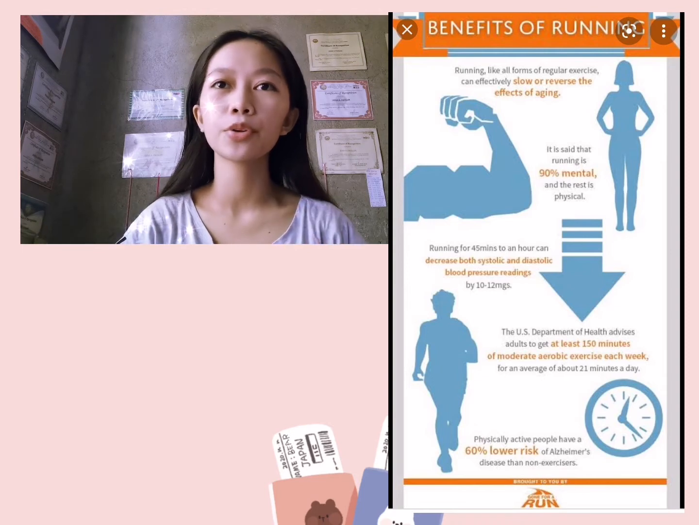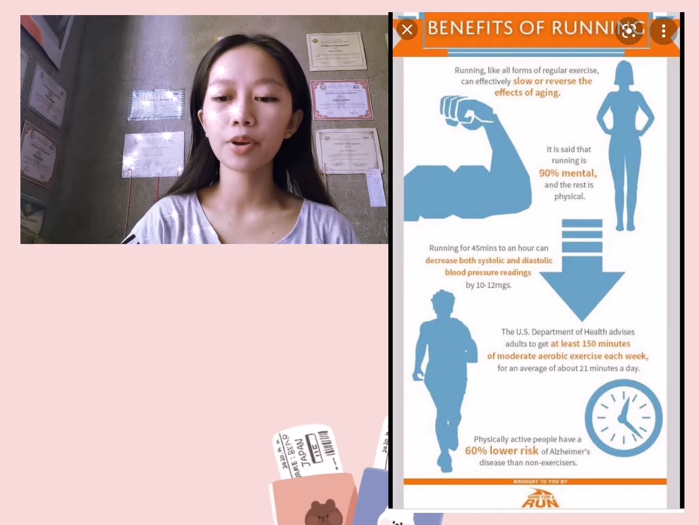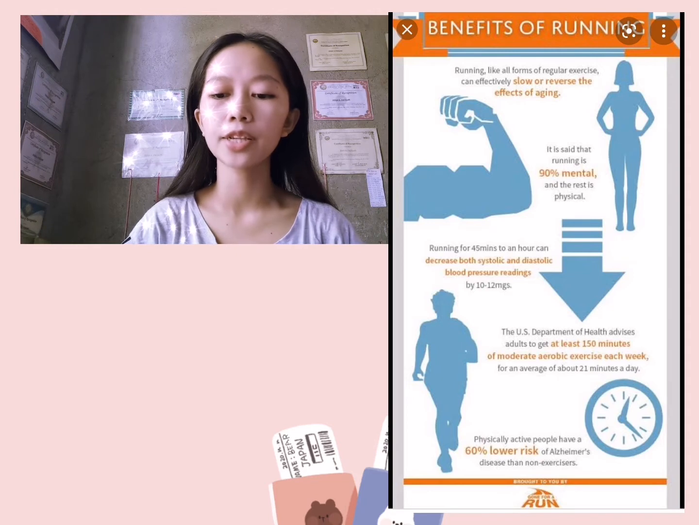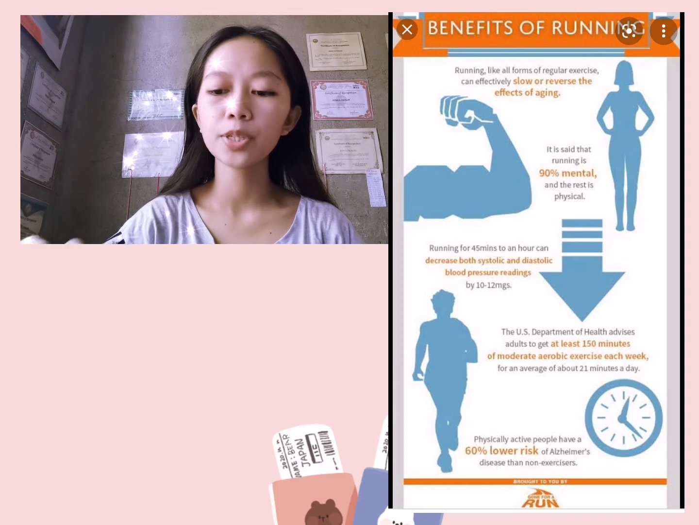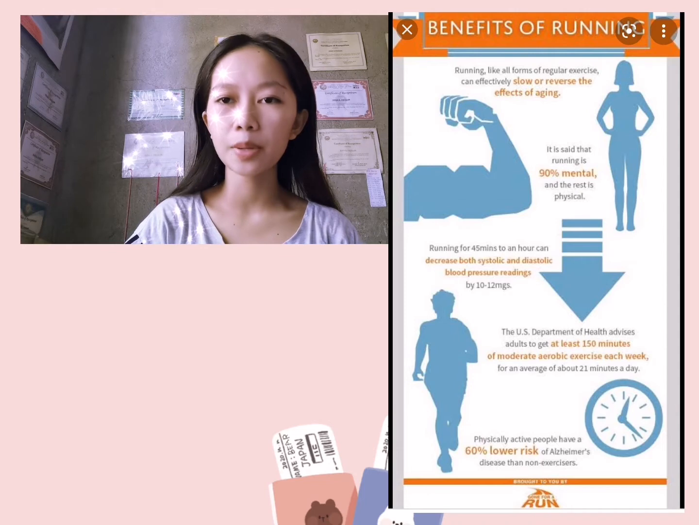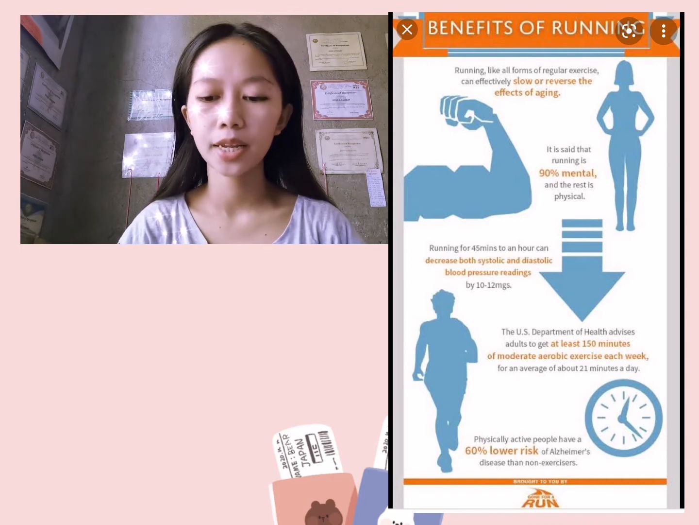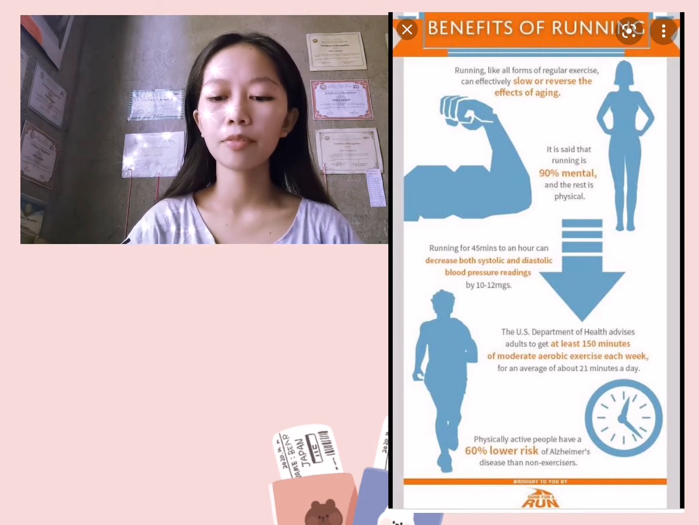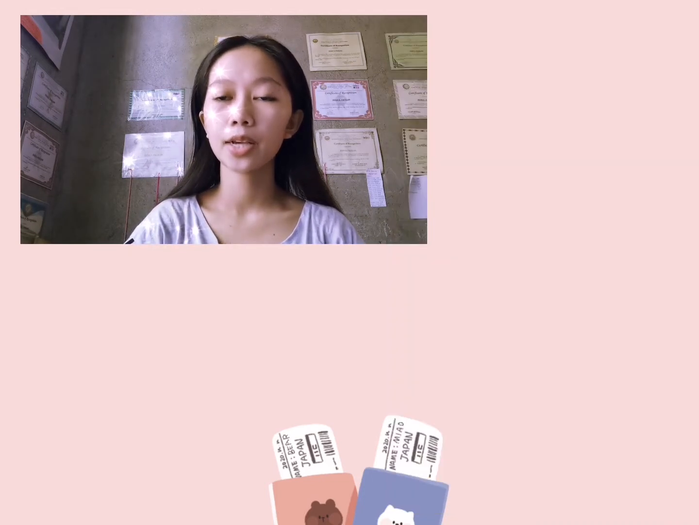The third benefit that I found out when I did some research is that running for 45 minutes to an hour can decrease both systolic and diastolic blood pressure readings by 10 to 12 mmHg. The US Department of Health advises adults to get at least 150 minutes of moderate aerobic exercise each week, for an average of about 21 minutes a day. Physically active people have a 60% lower risk of Alzheimer's disease than non-exercisers.